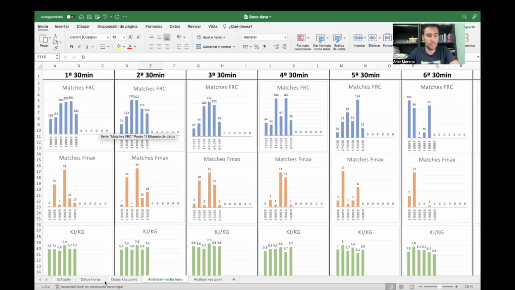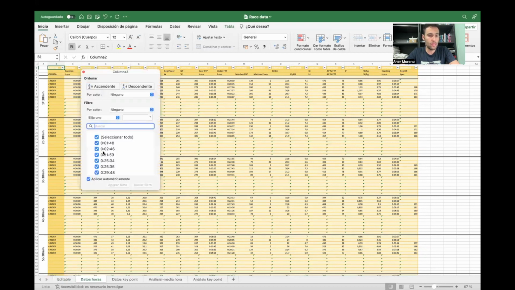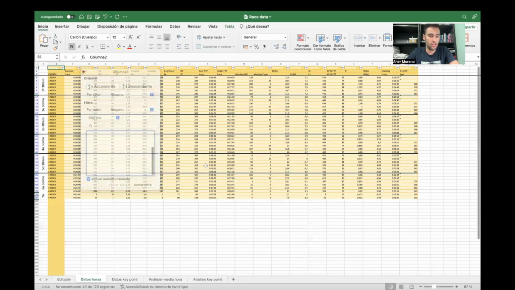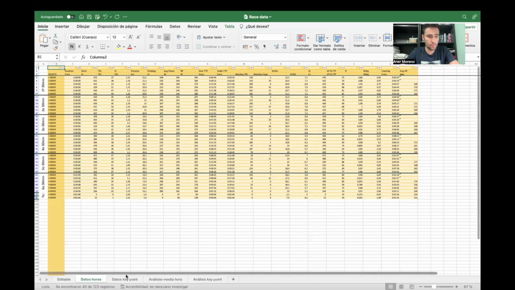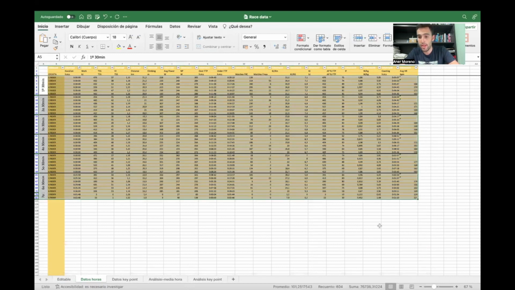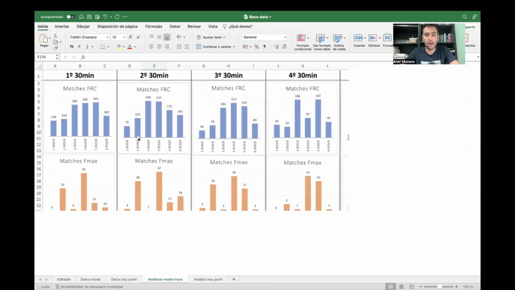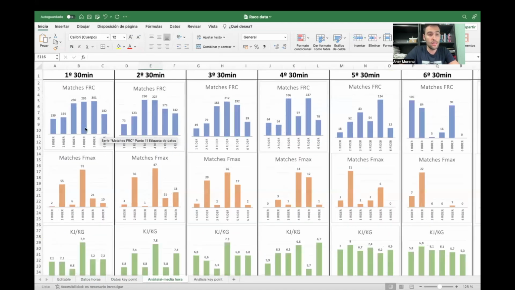So in this sense, I want to delete these columns. This is why I made this, not to put the empty columns. Now we can see, as we have selected only the columns with data, we are going to see the analysis of the riders, deleting all the other ones.